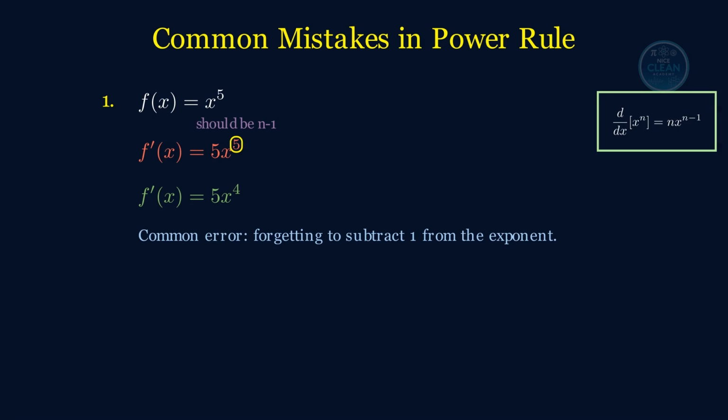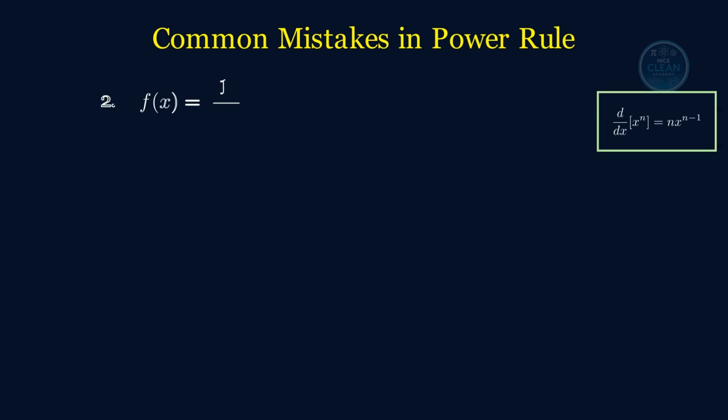Mistake 2. Misapplying the rule to fractions. Another common slip is when there's a fraction. For example, f of x equals 1 divided by 3x cubed. Students sometimes just turn that into 3 to the negative 3. But the constant doesn't magically become 3. We rewrite it as 1/3 times x to the power of negative 3.